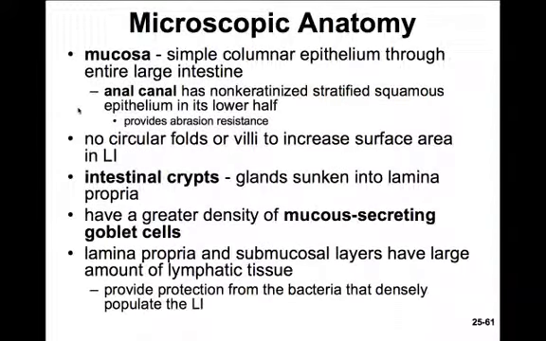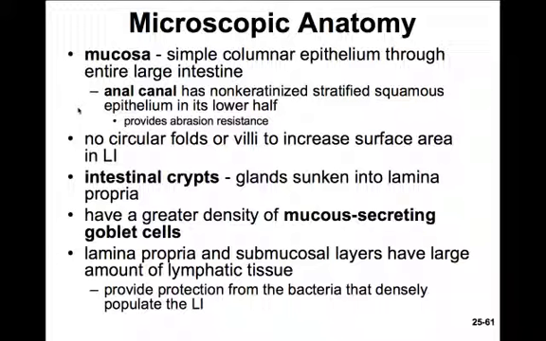So if we look a little deeper into the structure of the large intestine, we'll see that the mucosa is a simple columnar epithelium throughout the entire large intestine. We don't see any circular folds or villi to increase surface area in the large intestine. The anal canal is lined with non-keratinized stratified squamous epithelium in its lower half in order to provide resistance against abrasion from defecation.